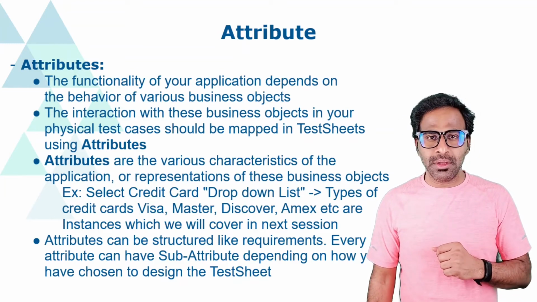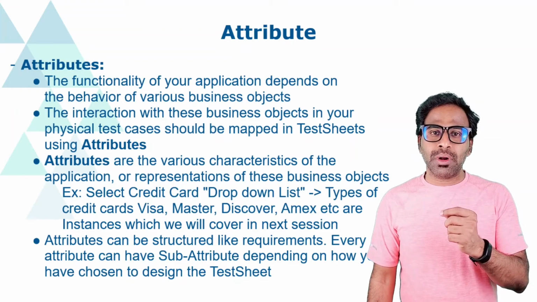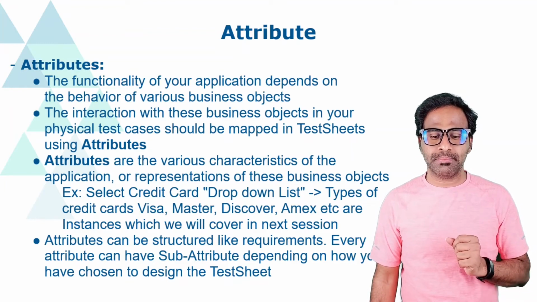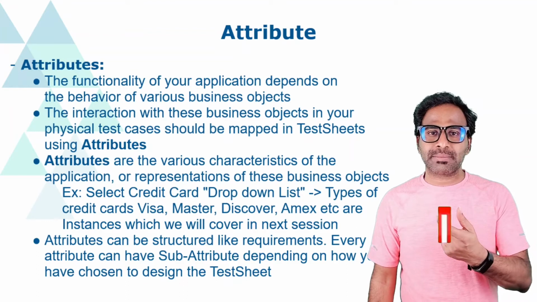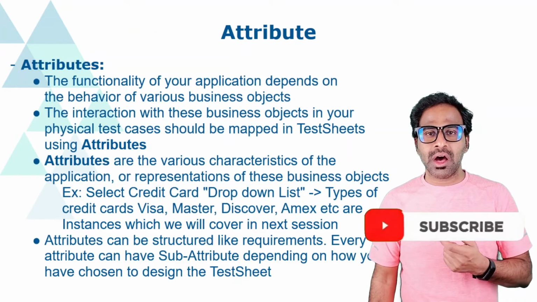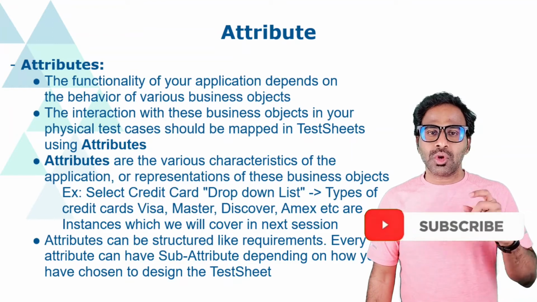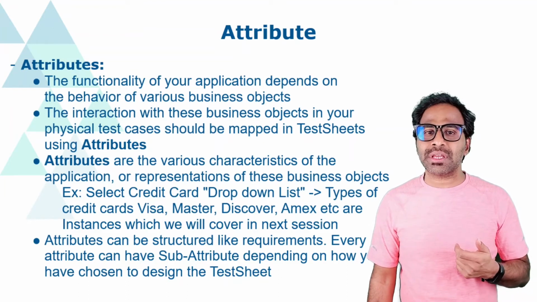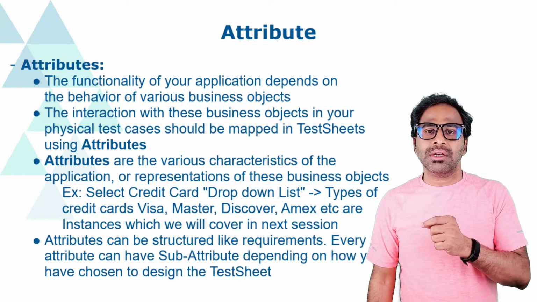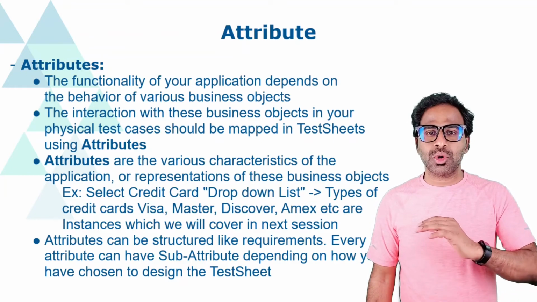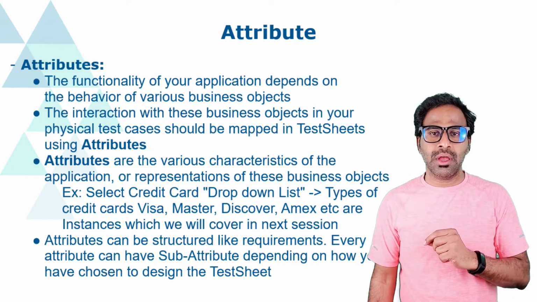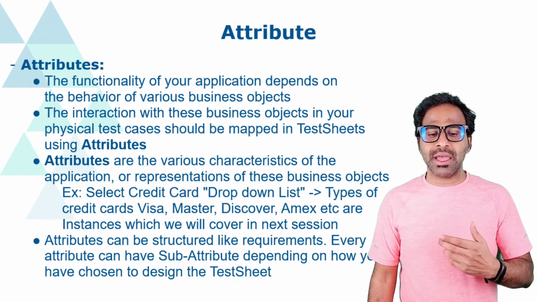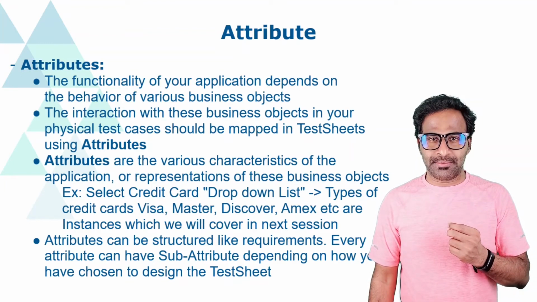Okay, for example, selecting a suitable credit card type is one attribute. That means credit card type is one attribute. Either you can select Master credit card, or you can select Visa, or Amex, or Discover. So the attribute here is the credit card type. What are the instances of this attribute? It's Amex card, Visa card, MasterCard. I'm not going to cover instances in this session. However, attribute I'm going to cover. So type of credit card is one attribute, which is a business object. Correct?